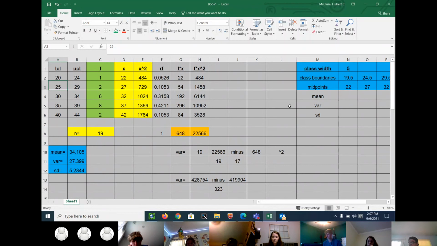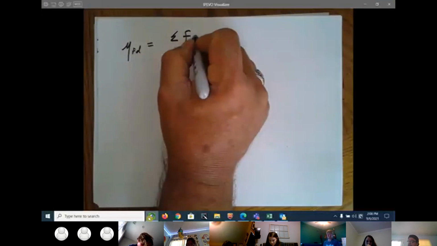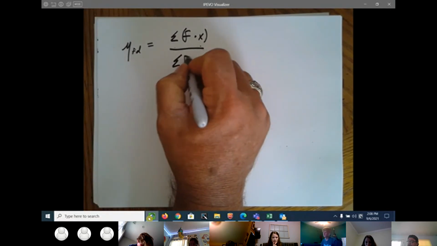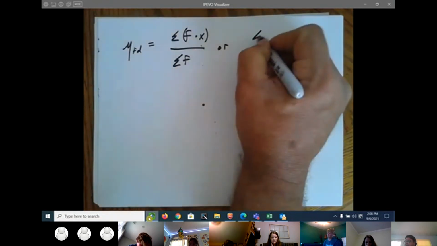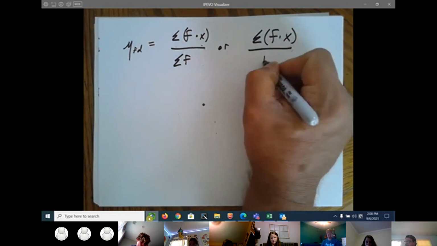Okay, so the next thing you're going to do is write down your formulas for the mean and the standard deviation, which you should already have. The mean of a frequency distribution is equal to the summation of f times x over summation of f, or the summation of f times x over n.